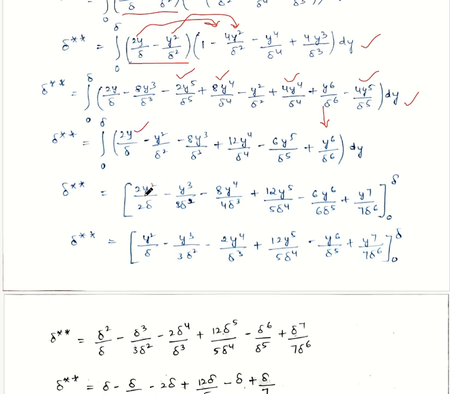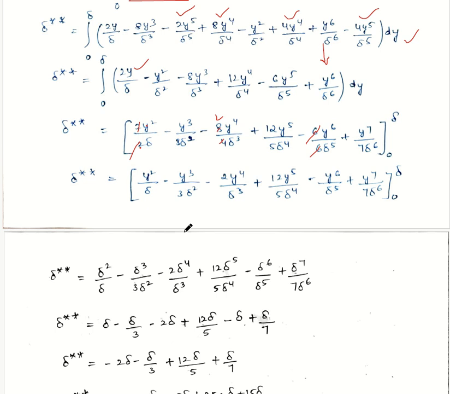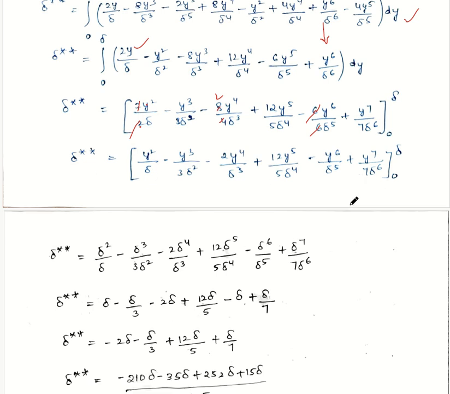Integral of y is y square by 2, integral of y square is y cube by 3, integral of y cube is y power 4 by 4, integral of y power 4 is y power 5 by 5, integral of y power 5 is y power 6 by 6, and integral of y power 6 is y power 7 by 7. Anything to be cancelled, cancel out. So 2 and 2 will get cancelled here, here 4 ones are 4 twos are, and next 6 and 6 will get cancelled. That's it. So that's the remaining equation I have written here.